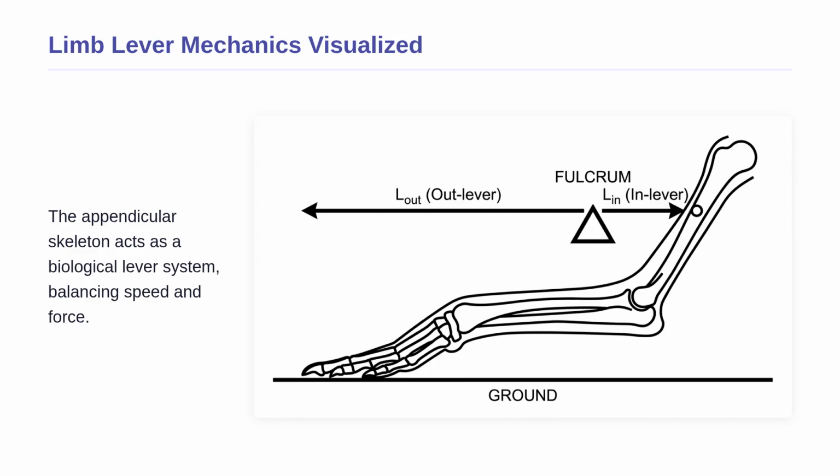This diagram clearly teaches us how the appendicular skeleton transforms a stationary central axis into a dynamic moving machine. By tweaking the lengths of these two levers, evolution dictates whether an animal will be a high-speed runner or a powerful digger.